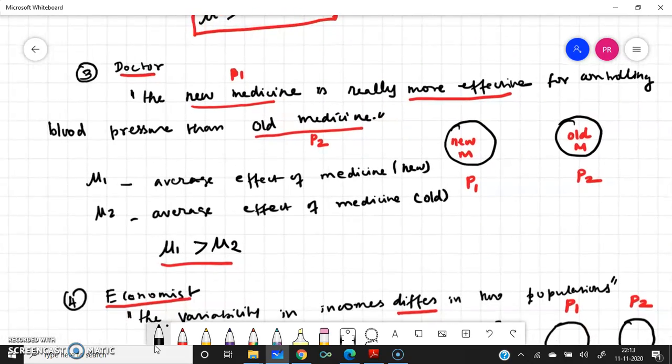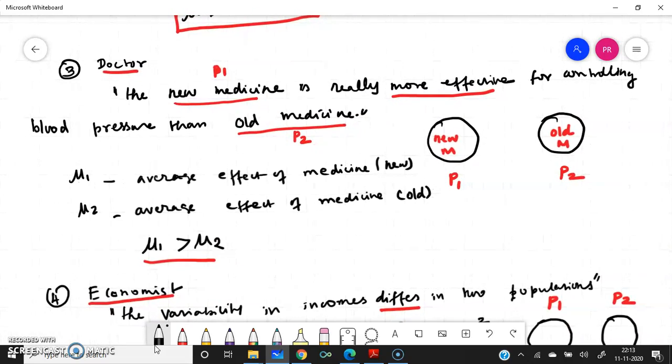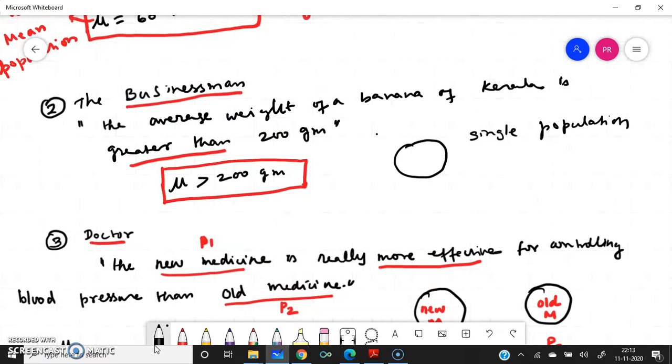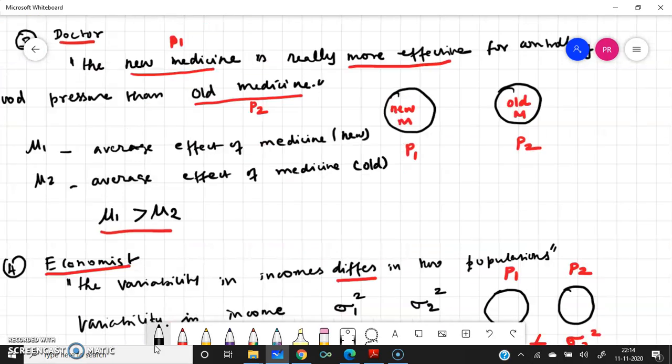So what is a composite hypothesis here? It is mu1 greater than mu2. So greater than is there, no? So mu is greater than 200 grams. The average weight of a banana of Kerala is greater than 200 grams. It may be 201, 202, 203 and so on to infinity, we don't know. So it is greater than, so many values it is taking. This is an example of a composite hypothesis.